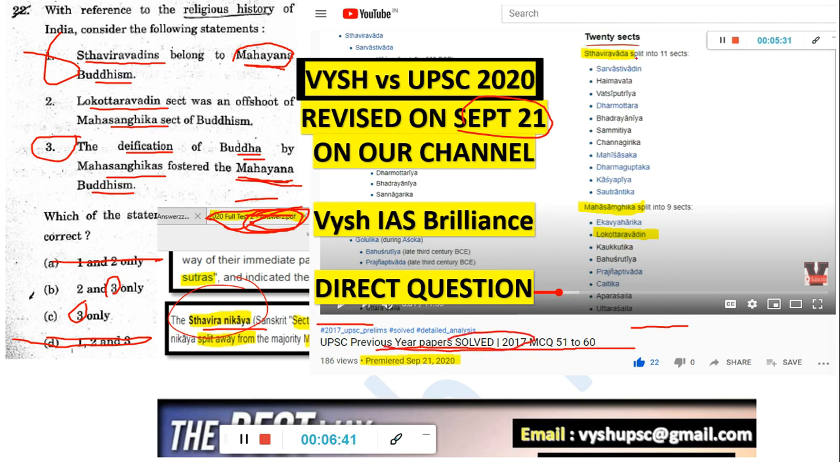If you see Sthaviravada, which we studied here, which is early, it has around 11 sects. It's very difficult to pronounce, but all these are in the early period. Then the Mahasanghika has 9 sects, out of which the Lokottaravadin is there. So this is true. So 2 and 3 are true.